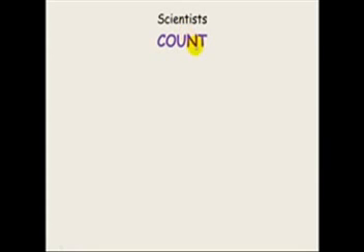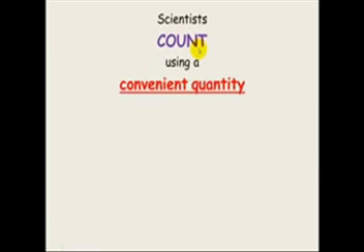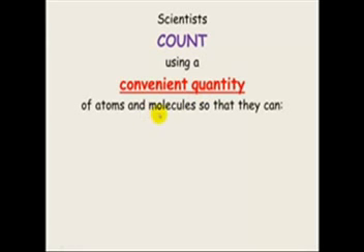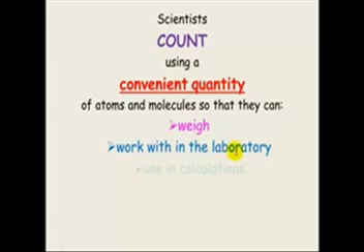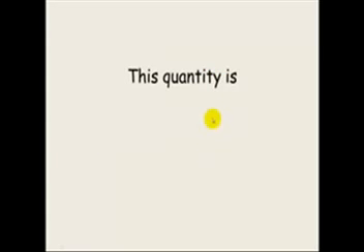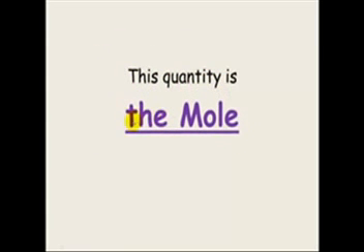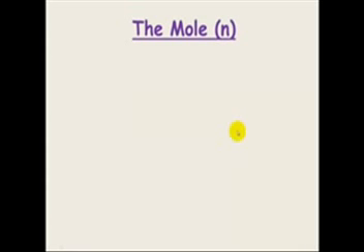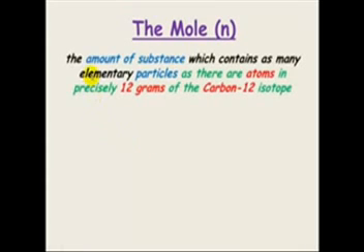So scientists can count using a convenient quantity of atoms and molecules so that they can weigh stuff, work in the laboratory, and use it in calculations. So it's counting using a convenient quantity, and this quantity is the mole. All it is is a counting quantity. The mole, definition: the amount of substance which contains as many elementary particles as there are atoms in precisely 12 grams of the carbon-12 isotope.